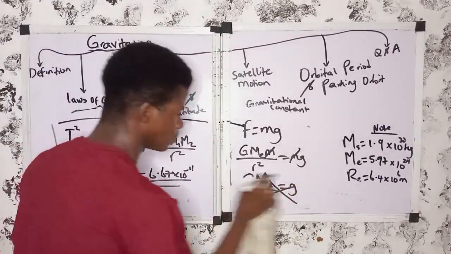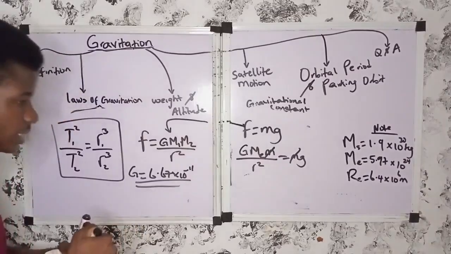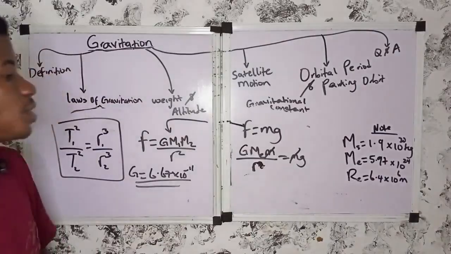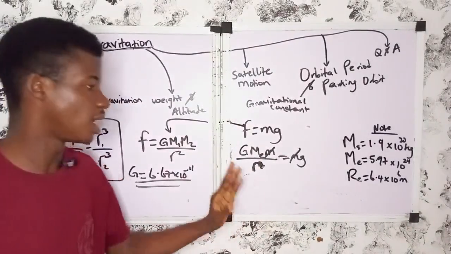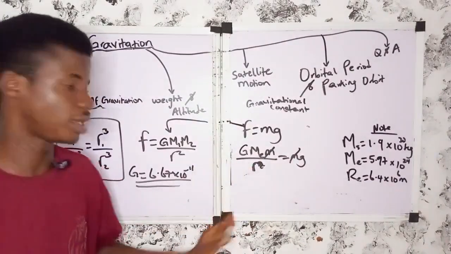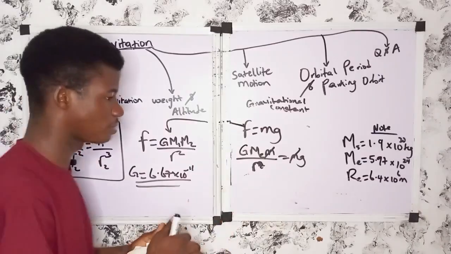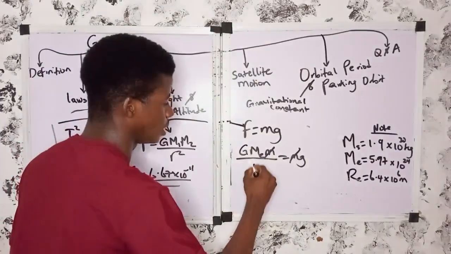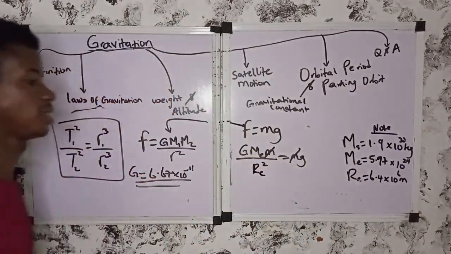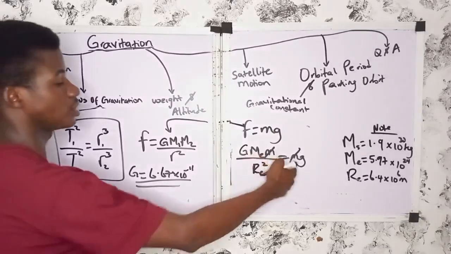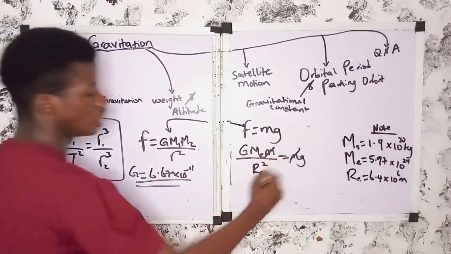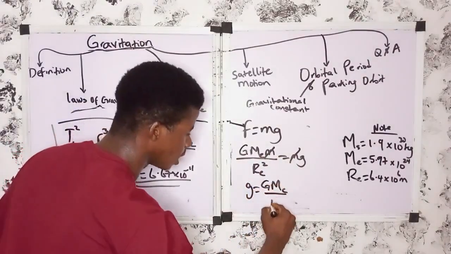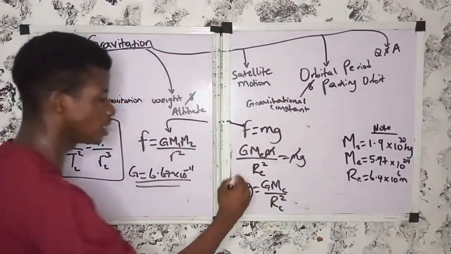Before I continue, this distance is the radius of the earth. So this one will cancel, they will cancel each other. We'll be left with g equal to G M_E all over r_E squared. Please take note of this formula.